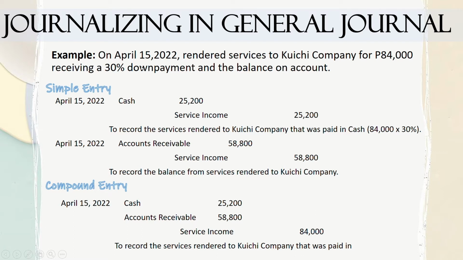And then since you have a service income, to increase your service income, it should be credited by just the 30% of the 84,000. So that is 25,200. Next item, you should recognize the balance on the account. So from 84,000 minus the down payment of 25,200, the remaining balance is 58,800, and it will be recorded as a debit in accounts receivable for 58,800 and a credit to service income for 58,800.